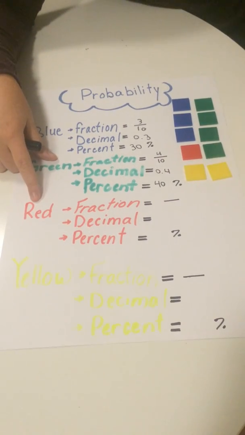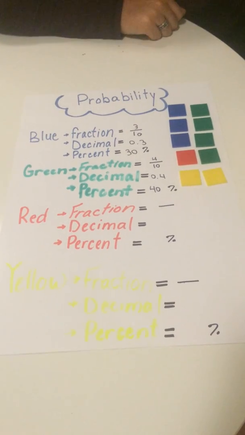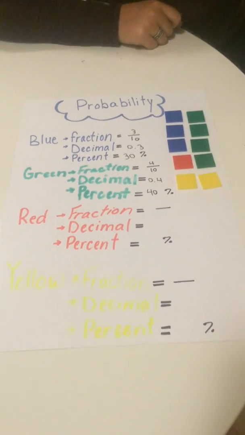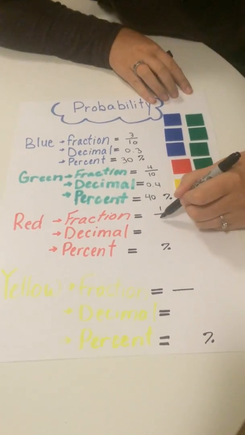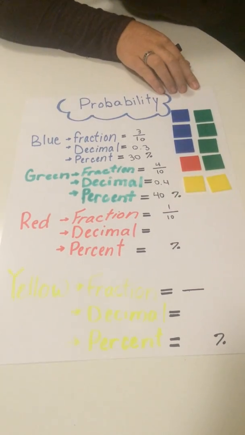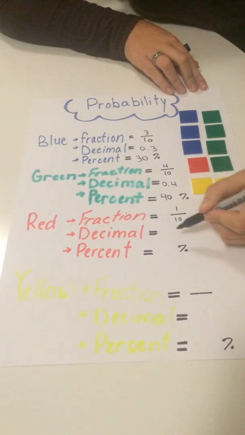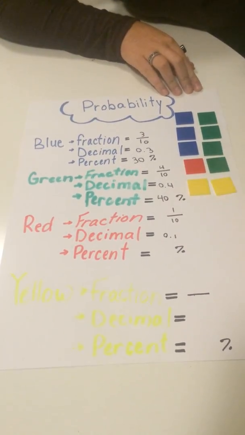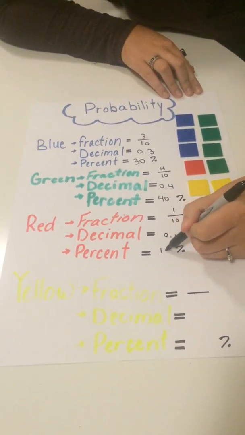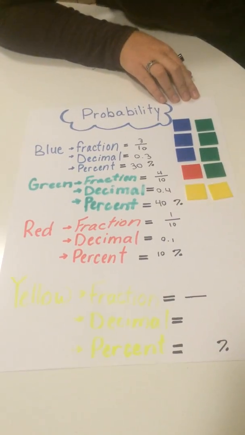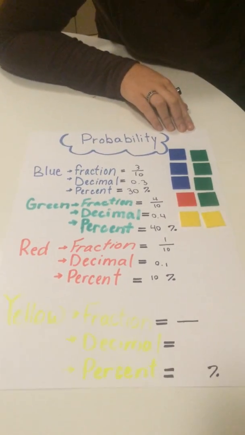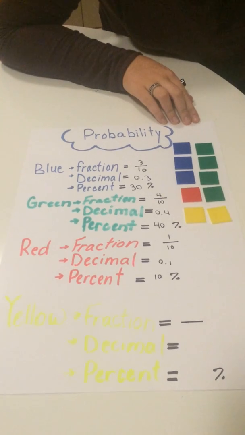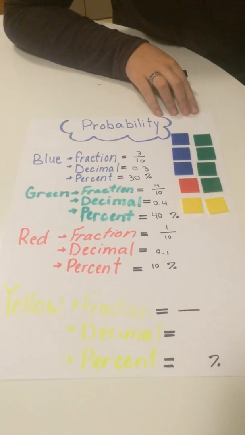Who would like to do red as a fraction, decimal, and percent? 1 out of 10. Very good. As a decimal? 0.1. And as a percent? 10%. And how did you know this? There was 1 red counter out of 10. Very good. And lastly, yellow.